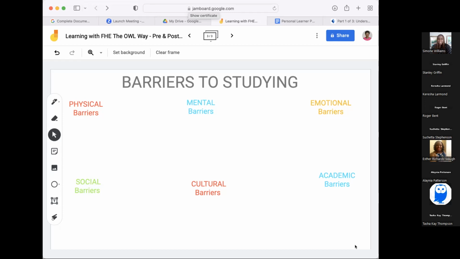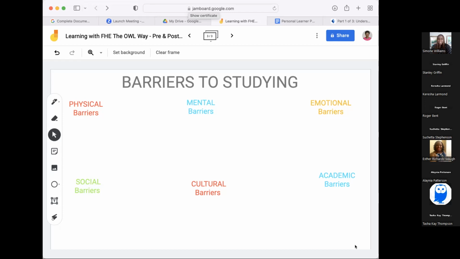How your lecturer speaks. We had a student who told us about a lecturer who is from India, and they just could not understand how the person speaks, right? So that's a barrier within itself, not understanding the way your lecturer speaks.